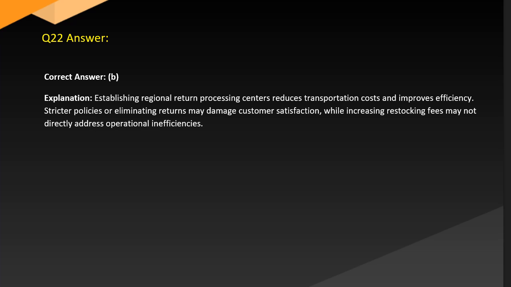Answer. Correct answer B. Explanation. Establishing regional return processing centers reduces transportation costs and improves efficiency. Stricter policies or eliminating returns may damage customer satisfaction, while increasing restocking fees may not directly address operational inefficiencies.